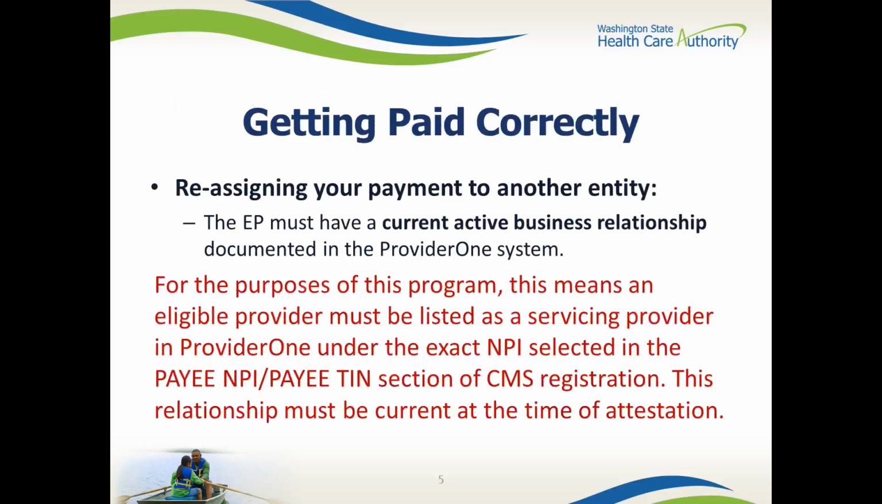In order to reassign your payment to another entity, the EP must have a current active business relationship documented in the Provider One system. For the purposes of this program, this means that an eligible provider must be listed as a servicing provider in Provider One under the exact NPI selected in the Payee NPI section of the CMS registration. This relationship must be current at the time of attestation.